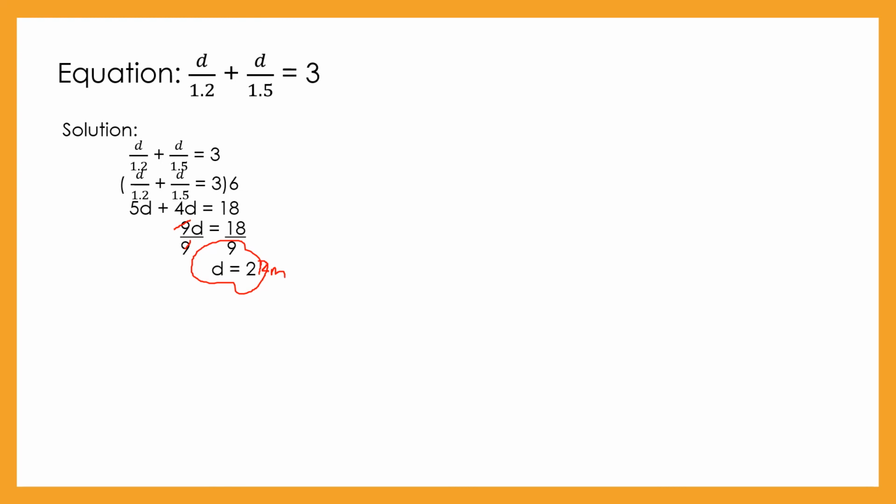Now, paano nyo malaman na tama ang sagot nyo? Okay, so times ulit natin sa 6 na LCD. Right? And then, 6 divided by 1.2 is 5 times 2, 10. 6 divided by 1.5 is 4 times 2, 8. That's why 10 plus 8 is equals to 18. So, tama po yung sagot natin.